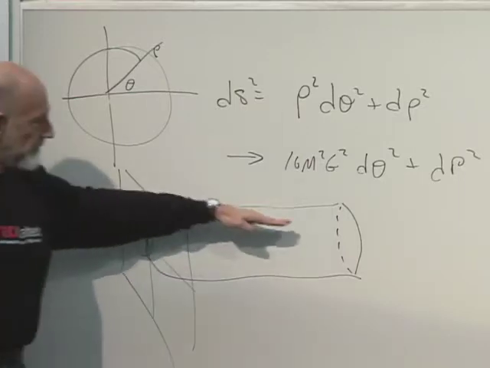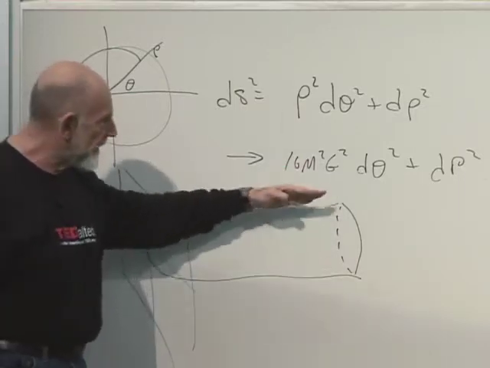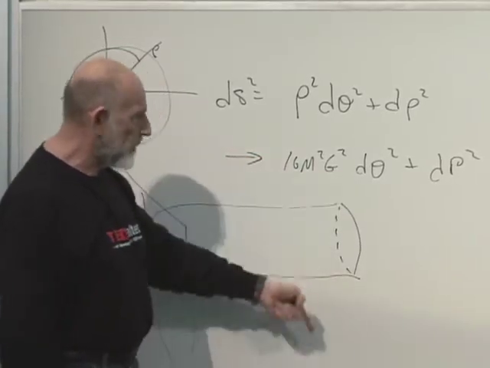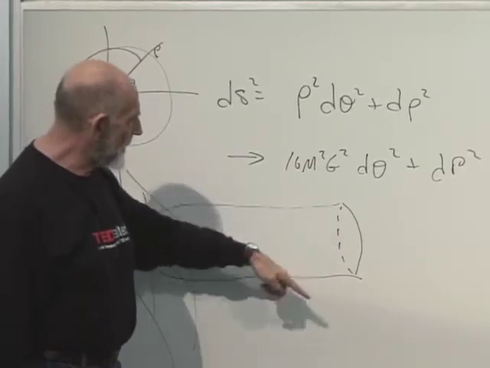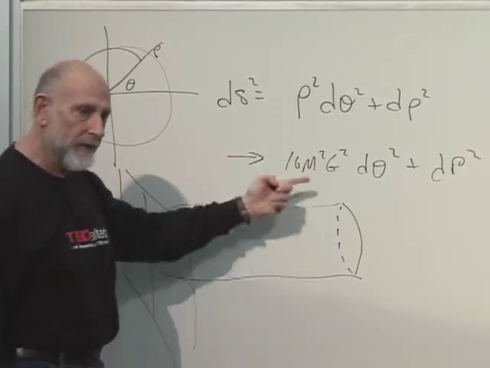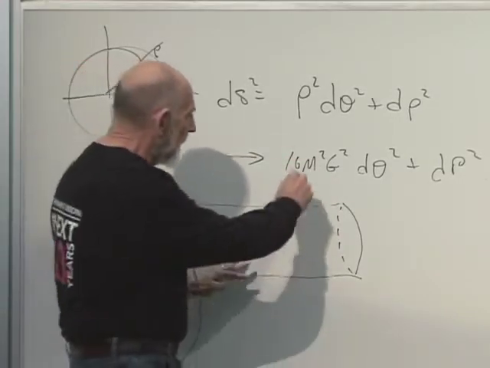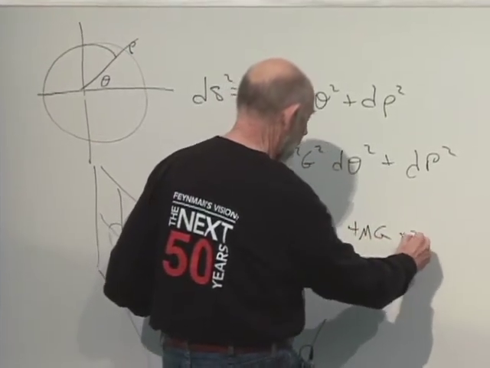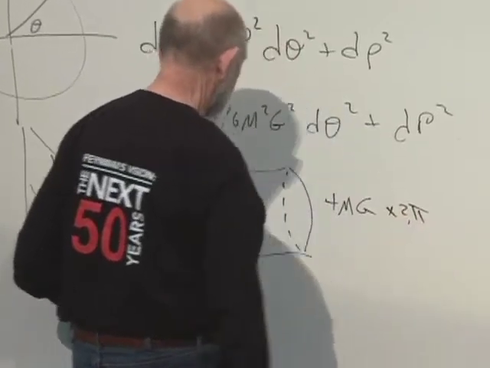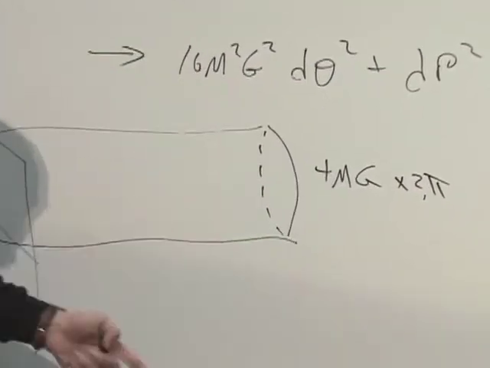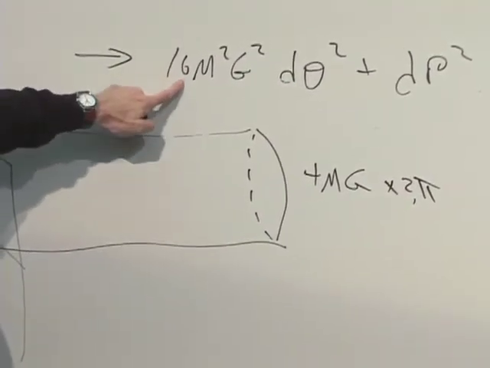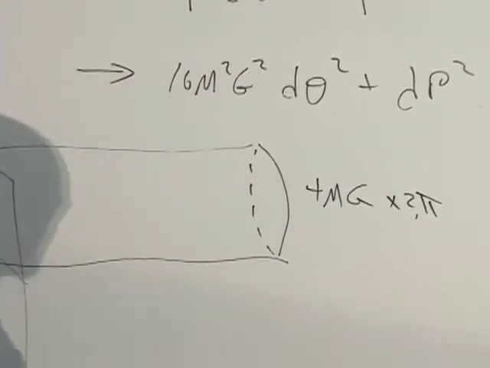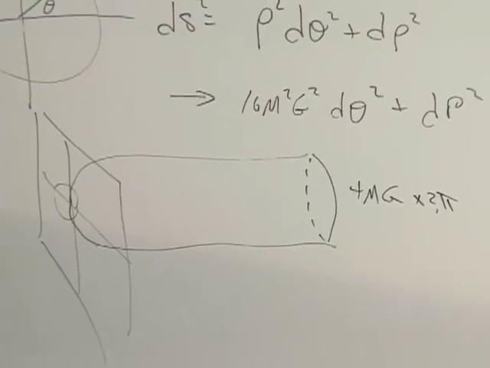Where the distance around the cigar at this end here is, well, theta goes from 0 to 2 pi. So the distance around the whole cigar in this direction, the cigar band, is 4mg times 2 pi. Theta goes from 0 to 2 pi as you go around. And so that's what's at this end.